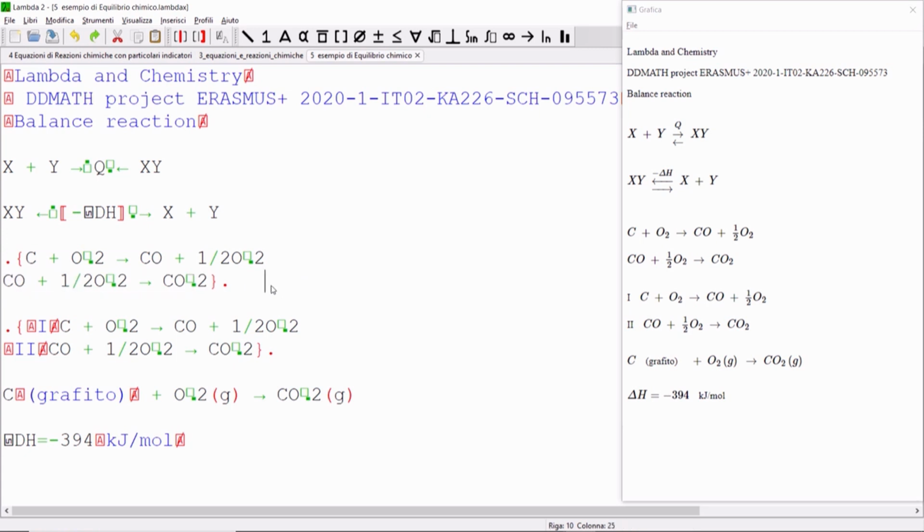Here is an example of numbering or referring to equations. To do this, Roman or natural numbers must be entered as text before the reference equation. Open equation system, open text, first, close text, C plus O, subscript 2, right arrow, C, O, plus 1, simple fraction, 2, O, subscript 2, carriage return.